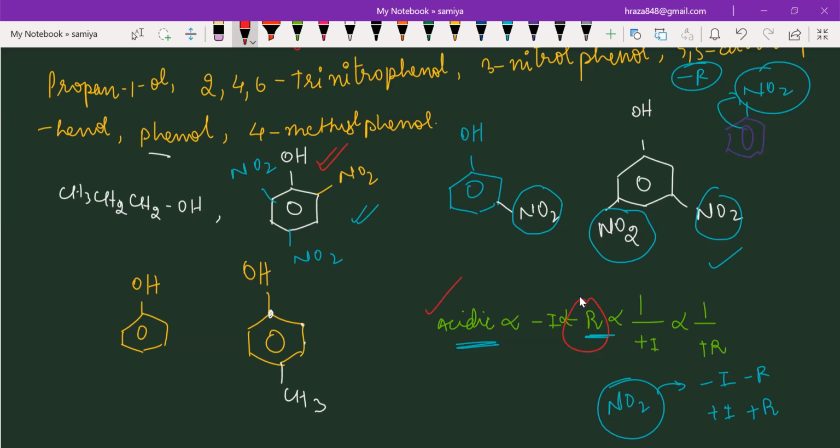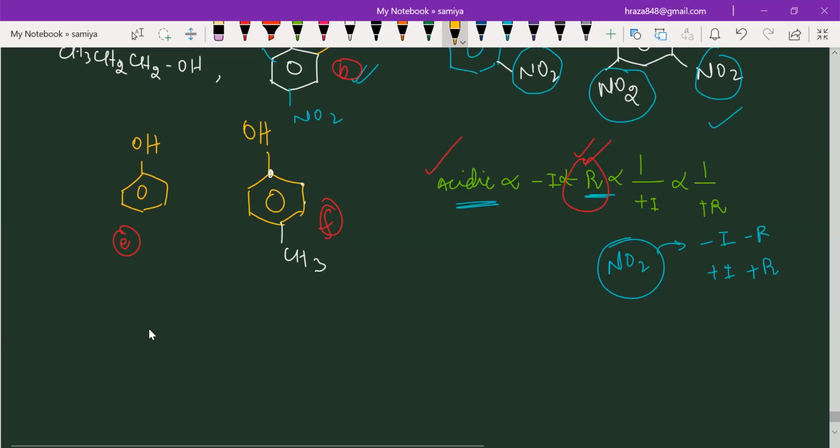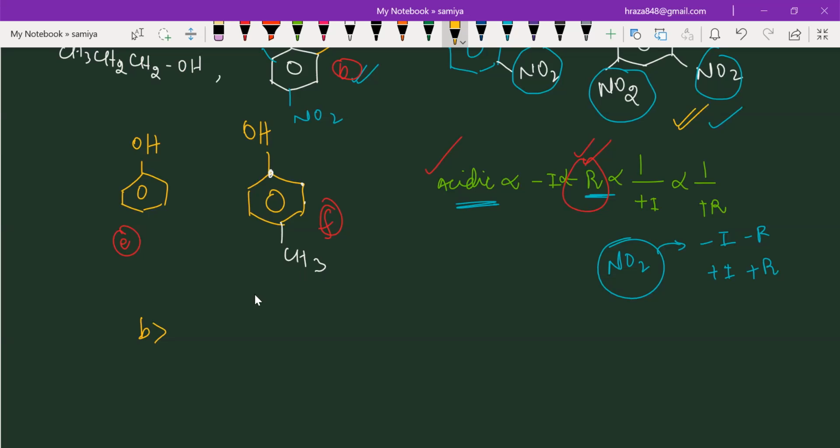So acidic character is directly proportional to minus R. That means in all of these, the most acidic will be B. Are you getting my point? Yes, sir. Directly proportional. What about you, Aman? Yes, I understand. So first of all, you have to be careful about this. I'm going to write B as the most acidic. A, B, C, D. After this, which will be next? It will be C.